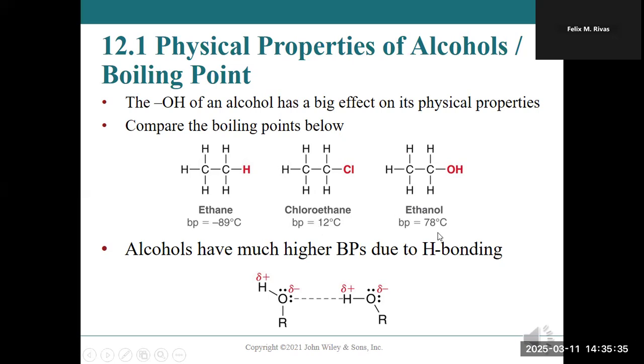Why is there such a big change? Well, it has to do with hydrogen bonding. Hydrogen bonding between an oxygen of one alcohol and the hydrogen atom of the other alcohol creates intermolecular attractions between the alcohol molecules that keep them together, and therefore when you're trying to evaporate and boil off ethanol, the molecules are holding to each other by using hydrogen bonds. That results in a higher boiling point.